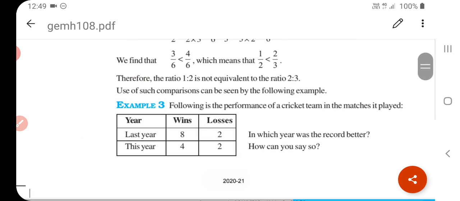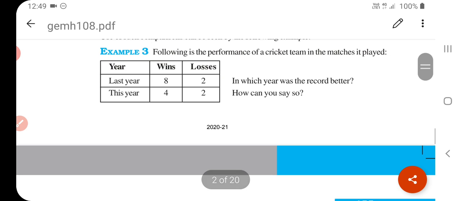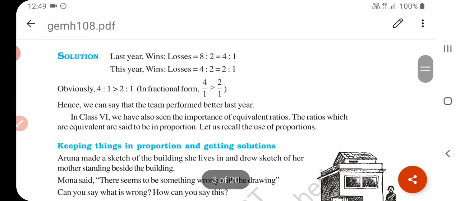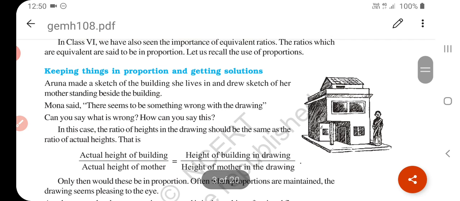Okay, understand? Now see example number 3. Following is the performance of a cricket team in the matches played. Okay, last year 8 wins, 2 losses; this year 4 wins, 2 losses. So last year win matches कितने हैं, win हुए हैं 8 and loss हुए हैं 2. This year 4 win हुए हैं and 2 losses हुए हैं. Okay, so these are also not equivalent. Okay, understand? So keeping things in proportion and getting the solution.